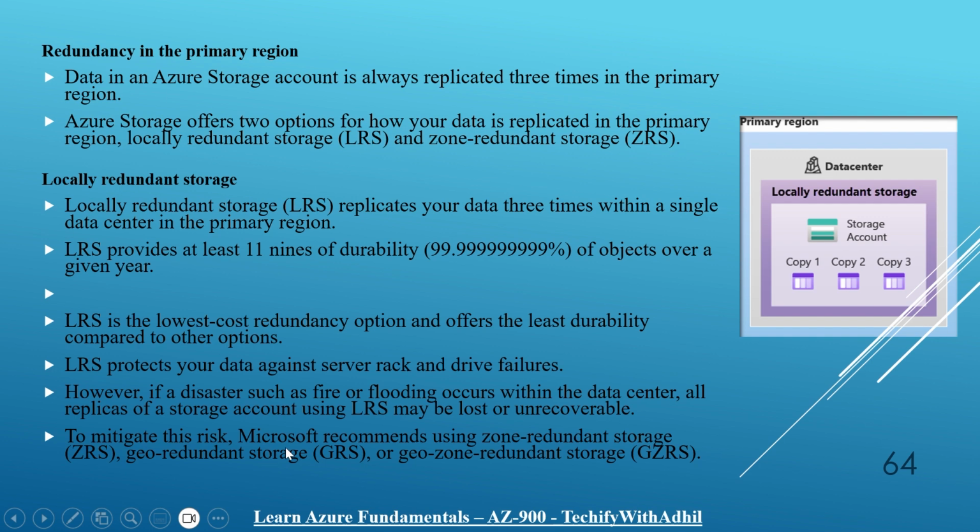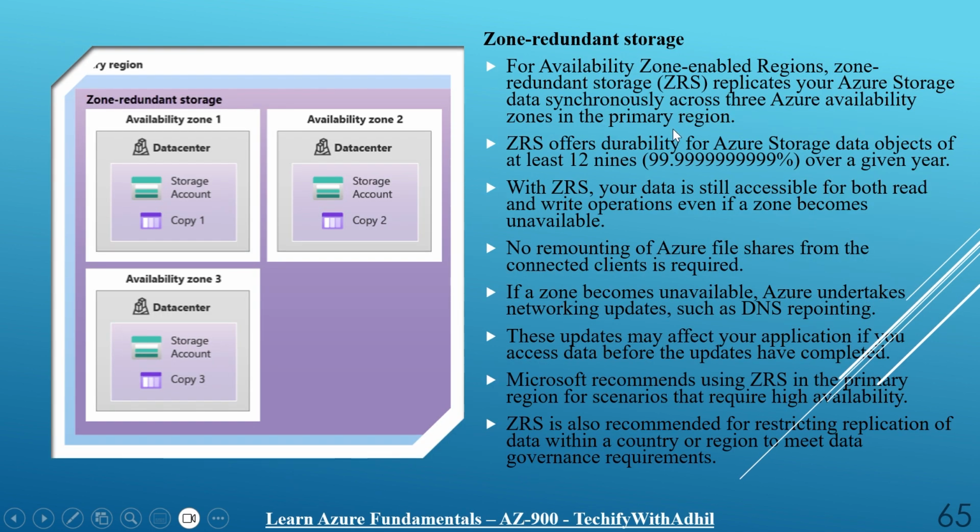To mitigate this, Microsoft recommends using Zone-Redundant Storage, Geo-Redundant Storage, or Geo-Zone-Redundant Storage. So here, zone redundant storage. A zone means we have multiple data centers in a single region. For availability zone enabled regions, zone redundant storage replicates your Azure storage data synchronously across 3 availability zones in the primary region. So ZRS offers 12 nines, 99.9999999999 percent over a given year.